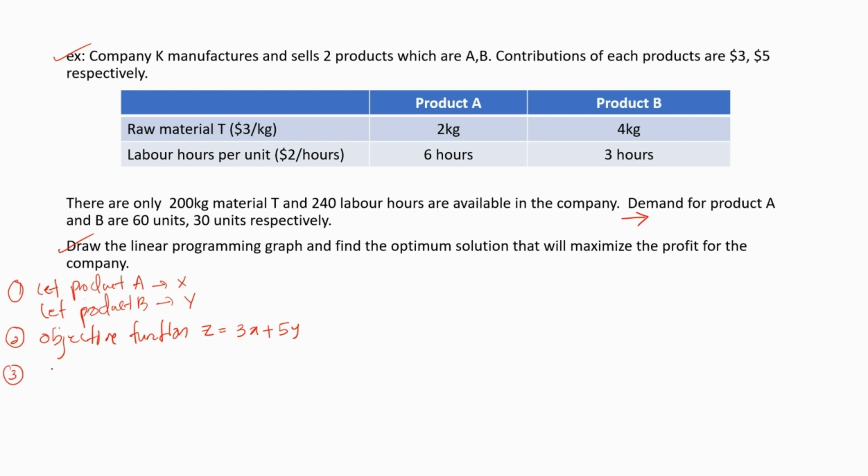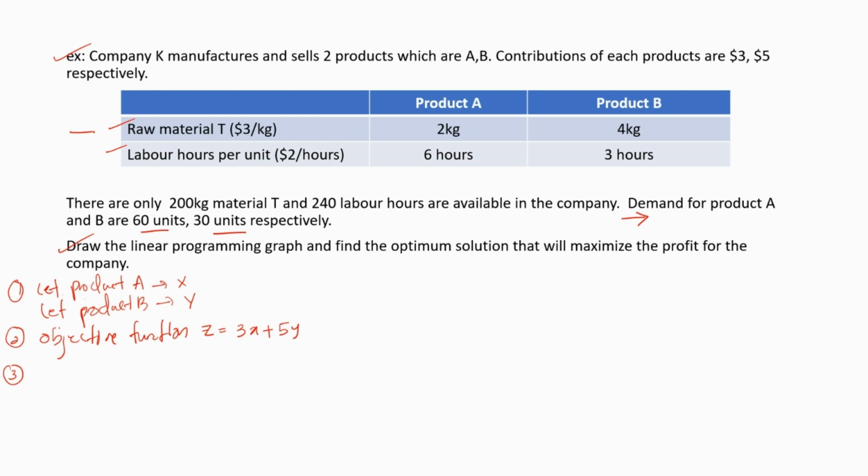Step 3. Model the constraint functions. There are now 4 constraints: raw material, labor, demand for product A and demand for product B. There is an important thing you need to remember here. Demand for each product is a separate constraint.